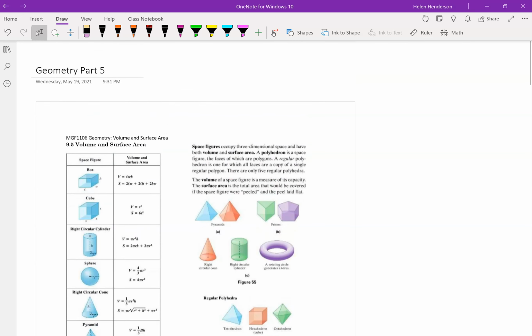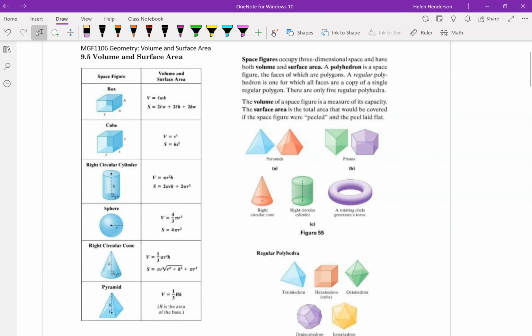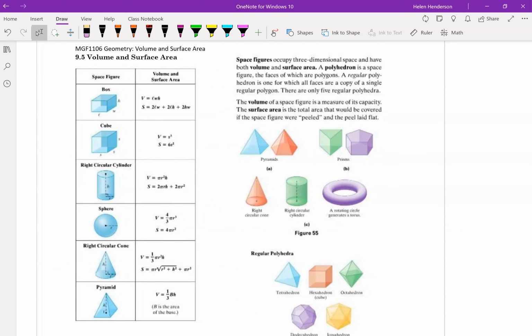This is the lesson for geometry part 5, which is about volume and surface area. Now, as you can see from the first page of these notes, there are a lot of formulas to remember for volume and surface area.